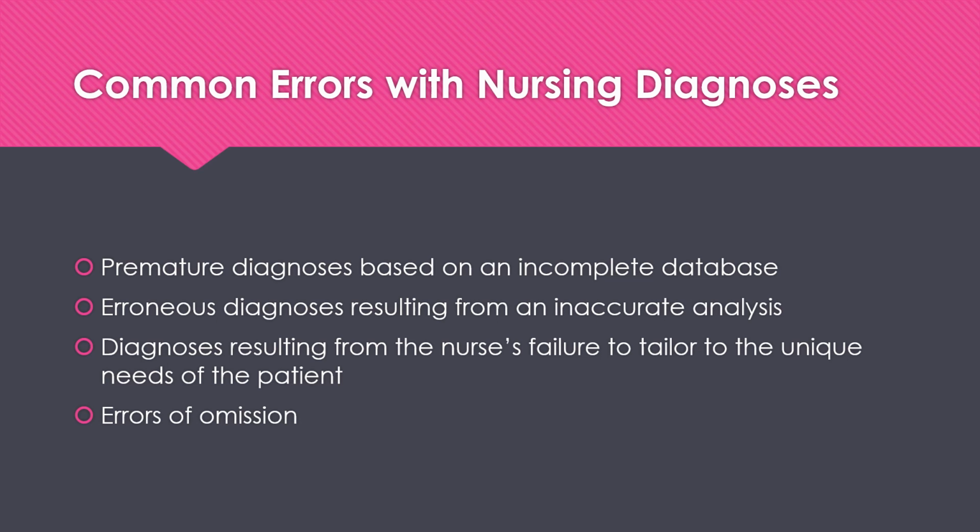Another error we have is the error of omission. The patient has a problem and we don't document it. If we don't document it, then no one knows it's a problem and no one will treat the problem. Then the problem gets worse and guess what happens? The patient has a big problem and could die.